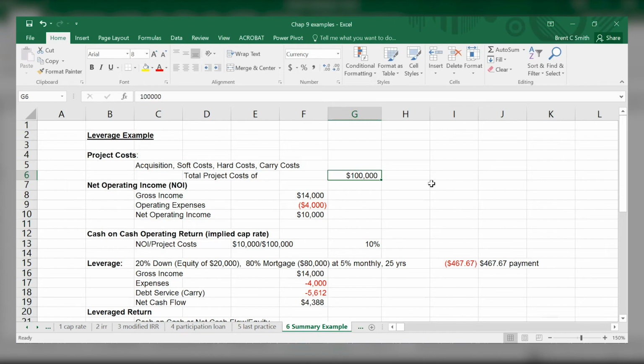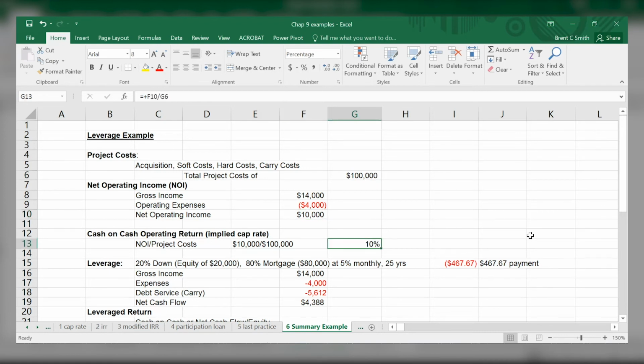We're projecting gross income, and in terms of the terminology we've used so far, this would really be EGI, effective gross income, of $14,000. Our estimated operating expenses are $4,000, so that gives us an NOI of $10,000. All right, so the cash on cash, the RO, is $10,000 in NOI and $100,000 for the initial outlay, so 10%.